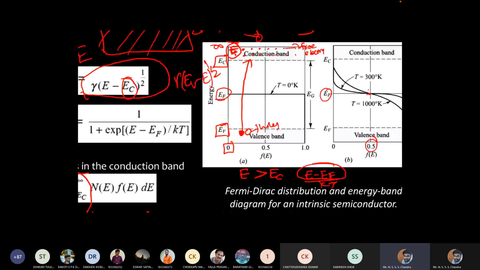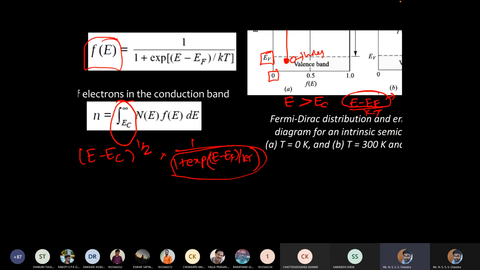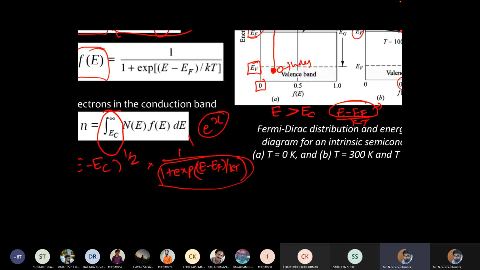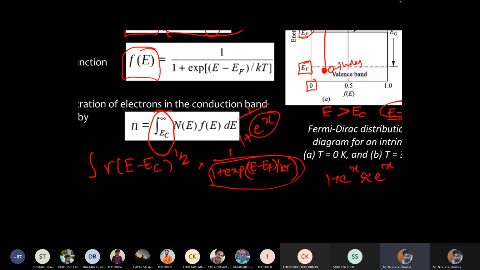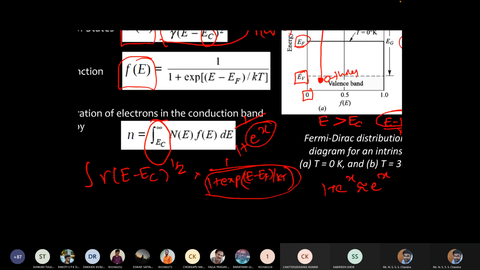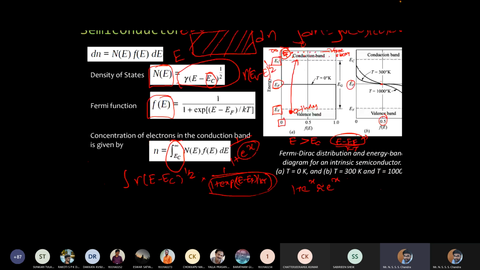E minus Ef by kT: this numerator is a large number compared to the denominator. So when you have e power x, if x is large, I can confidently say that 1 plus e^x will be nearly equal to e^x. So I will approximate this denominator to simply 1 by exponential of (E minus Ef) by kT. Because this is something like 1 by e power x, I will write it as e power minus x. So I will add a minus symbol here, then write (E minus Ef) by kT.